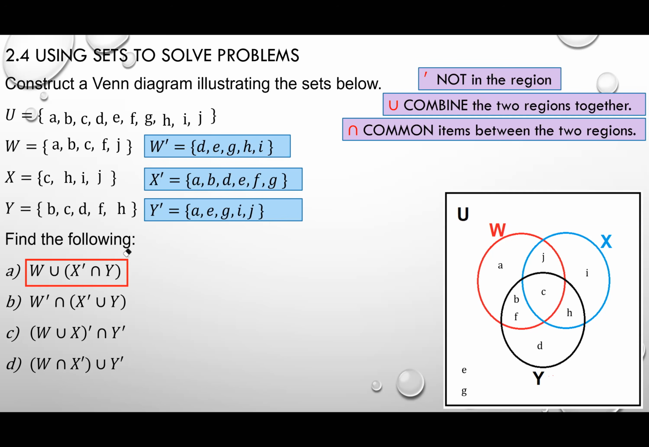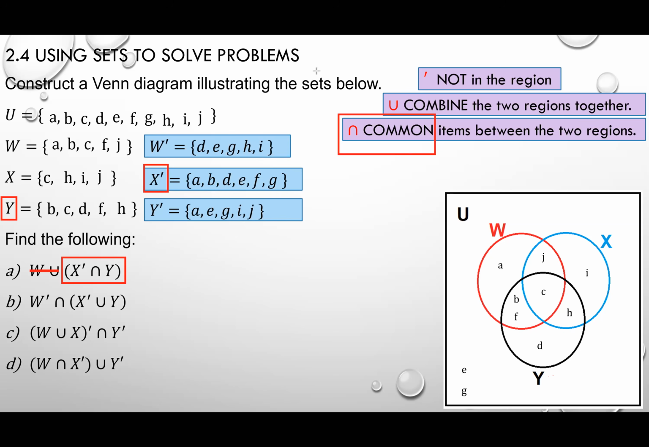If we work inside the parenthesis, do you agree that this is what we have? For now, we don't care about this item or that item. We just care about what's inside the parenthesis. Inside the parenthesis, they tell you X prime intersection with Y. So what does the intersection tell me? It tells me what the two sets have in common. Meaning, what do they share?